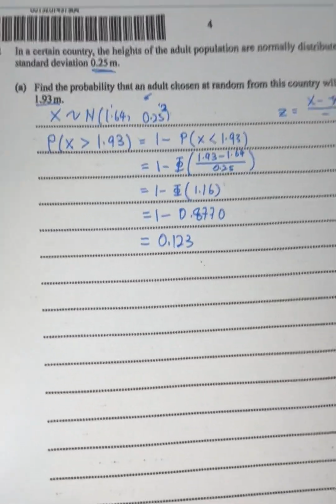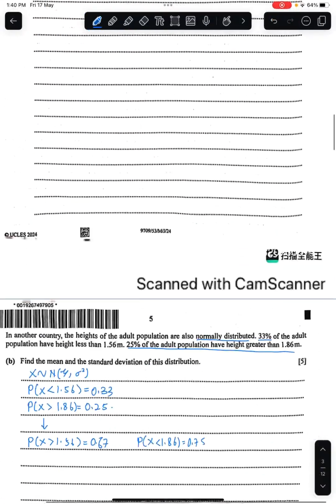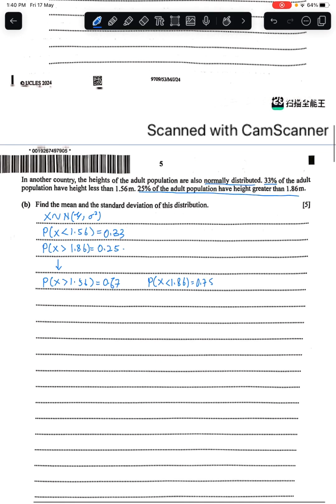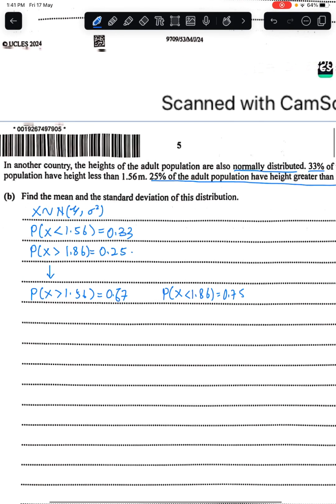Okay, let's go back to the 2D world. For part B, in another country, the height of the adult population is also normally distributed, and 33% of the adult population have height less than 1.56. 25% of the adult population have height greater than 1.86. So we write down the information here.